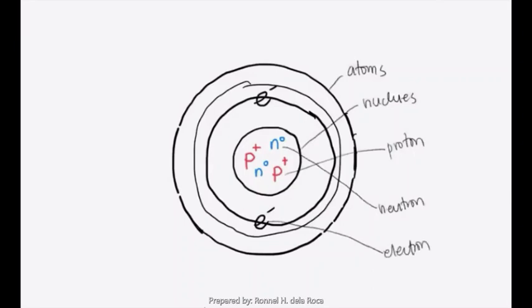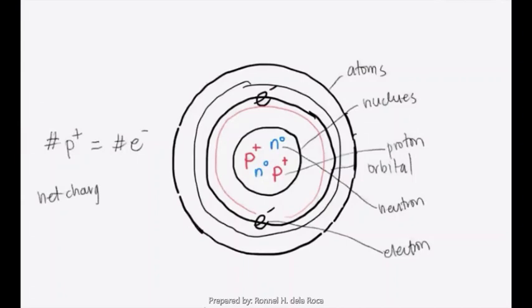Ang proton at neutron ay held fixed sa loob ng nucleus, samantalang ang electrons ay malayang nakakagalaw o nakakaikot sa kanilang pathway, which is called the orbital. So mapapansin nyo na sa atom na ito, ang number of protons ay equal sa number of electrons. Therefore, ang net charge ng atom na ito ay 0, or the atom is said to be uncharged.